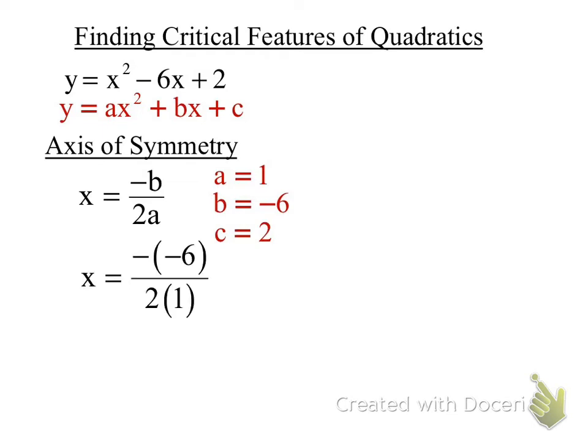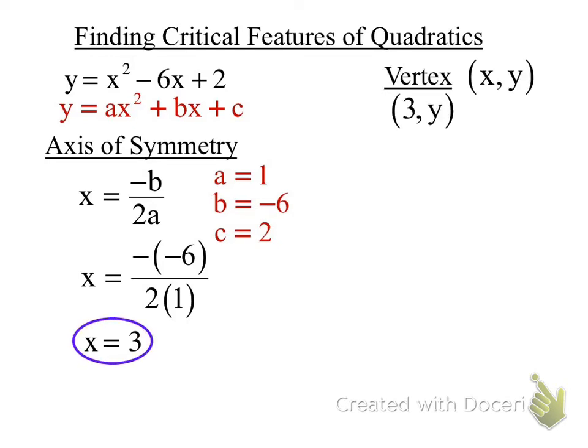So now I'm just substituting. Negative 6 over 2 times 1. Negative 6 over 2 times 1. And x is equal to 3. Okay? Now, what is 3 now? What did I just find? Olivia? Your axis of symmetry. And where else can we use that? On the graph. Stephanie? For your vertex. It's your x in your vertex.